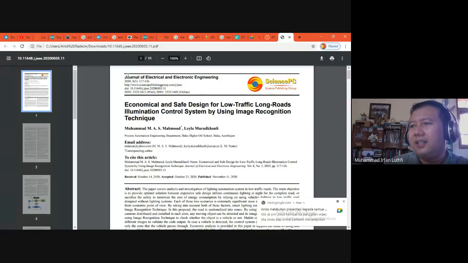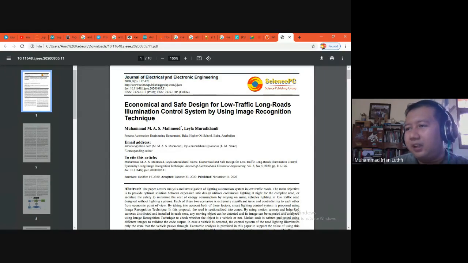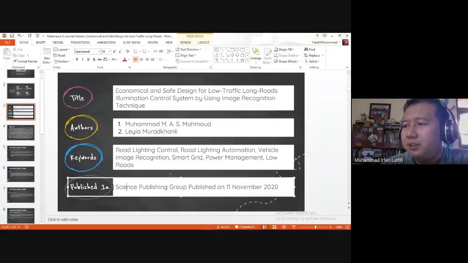Yes, you can see the name of this journal is the Journal of Electrical and Electronic Engineering. So this article was actually published in the Journal of Electrical and Electronic Engineering. So you can make some revision first. Just copy the journal name, the Journal of Electrical and Electronic Engineering, and then put it in Published in. Okay.